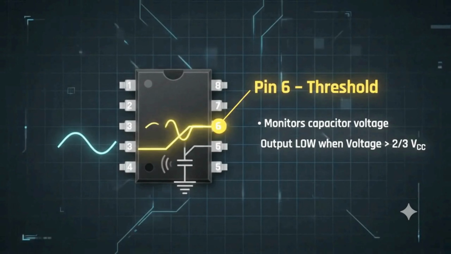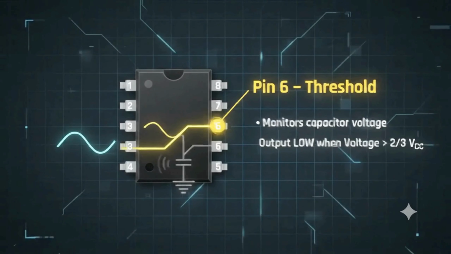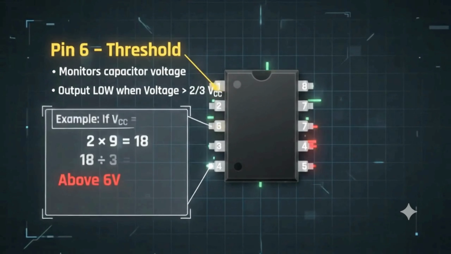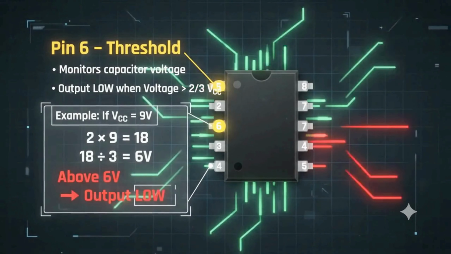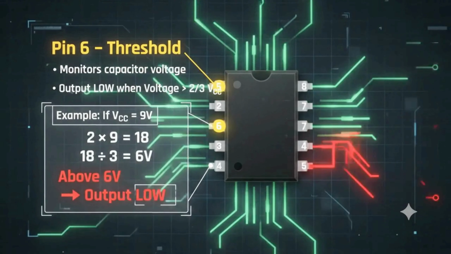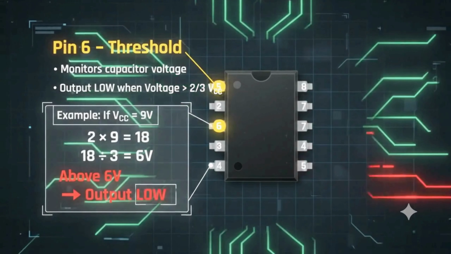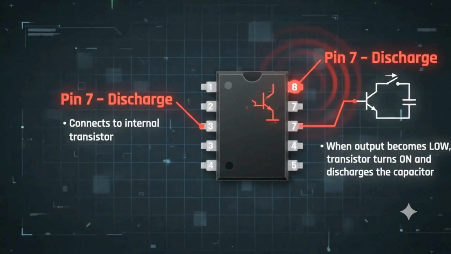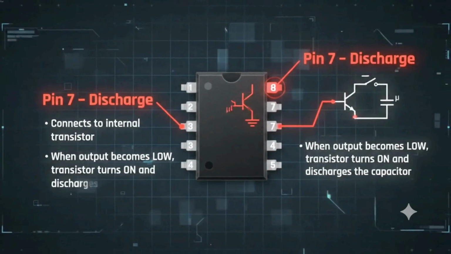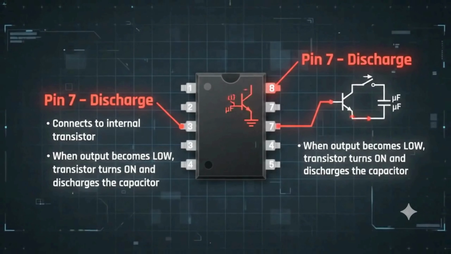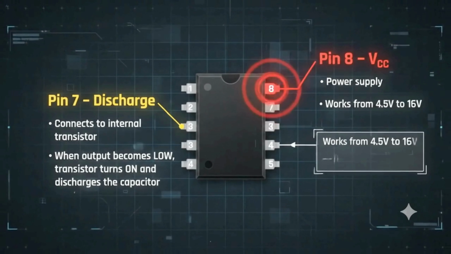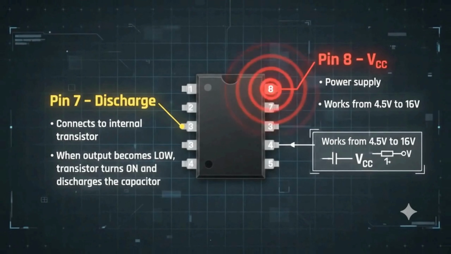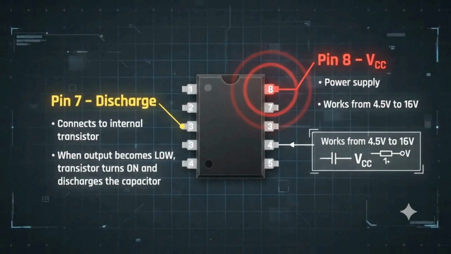The sixth pin, threshold. This pin monitors capacitor voltage. When the voltage becomes greater than 2/3 of VCC, the output becomes low. Seventh pin, discharge. This pin connects to an internal transistor. When output becomes low, this transistor turns on and discharges the capacitor. 8th pin, VCC, power supply, works from about 4.5 volts to 16 volts for the standard NE555 timer.